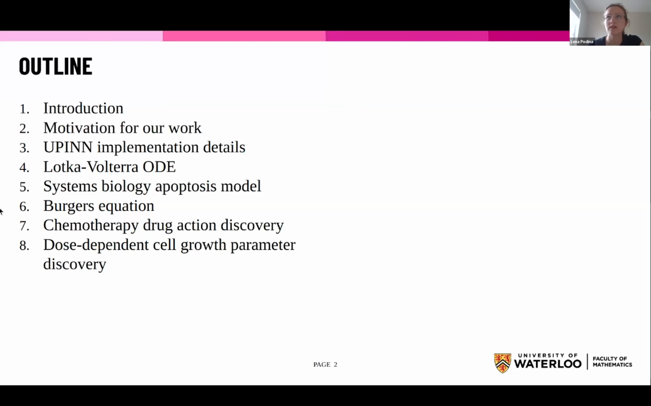So I'm covering work from our recent paper, which was accepted to ICML this year. That will be up until Burgers' equation. And then after this point, I'm going to add a little bit of detail on some more recent work that we've done for chemotherapy drug modeling. This is not published yet, but it will go in a follow-up paper.